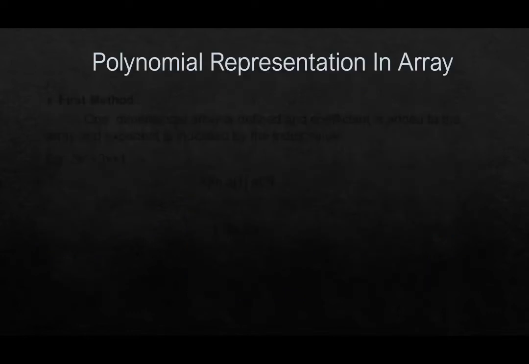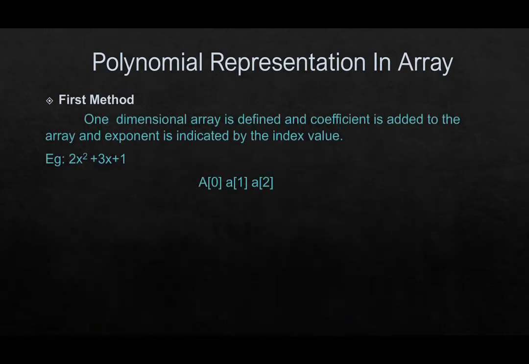Let's discuss polynomial representation in array. There are three methods. First we discuss the first method. A one-dimensional array is defined, the coefficient is added to the array, and the exponent is indicated by the index value. Here is an example: 2x square plus 3x plus 1, and the representation is like this. 1, 3 and 2 are the coefficients that are stored in the array, and the corresponding exponents are indicated as index values.